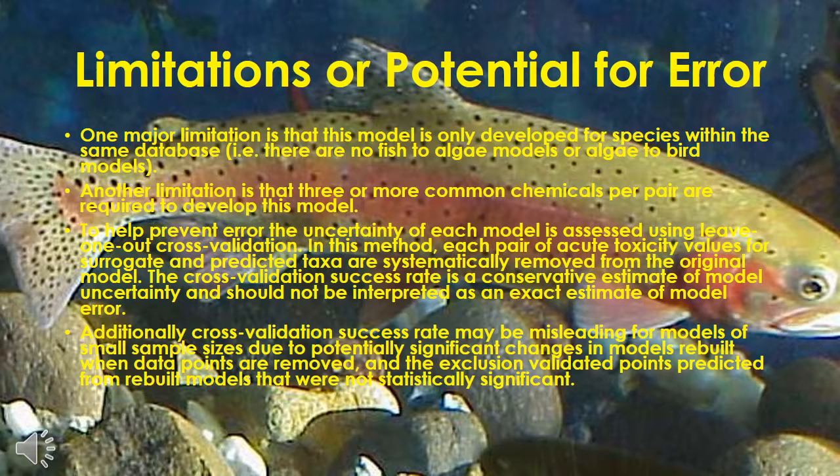Another limitation is that 3 or more common chemicals per pair are required to develop this model. Though to help prevent error, the uncertainty of each model is assessed using the leave-one-out cross-validation method. Although this method's success rate can be misleading for models of small sample sizes.